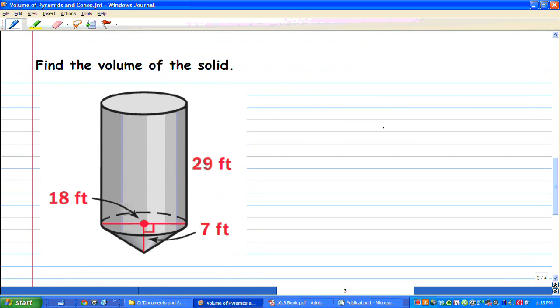All right, what I want you to do is try and find the volume of this solid. I understand this is composed of a couple figures. It's a cylinder and it is a cone, but see if you can do that. Pause the video and try it.